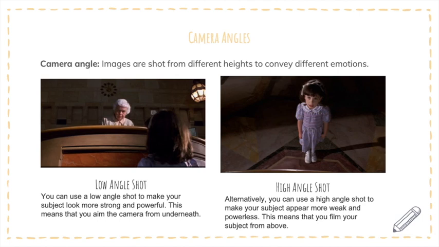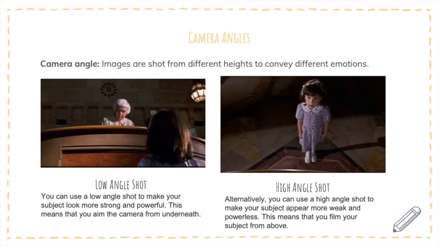You can use a low angle shot to make your subject look more strong and powerful. This means that you aim the camera from underneath. So in that image there, it is a low angle shot looking up at a woman who is obviously then looking down at a child. This gives that woman, the subject in the image, power over that little girl.